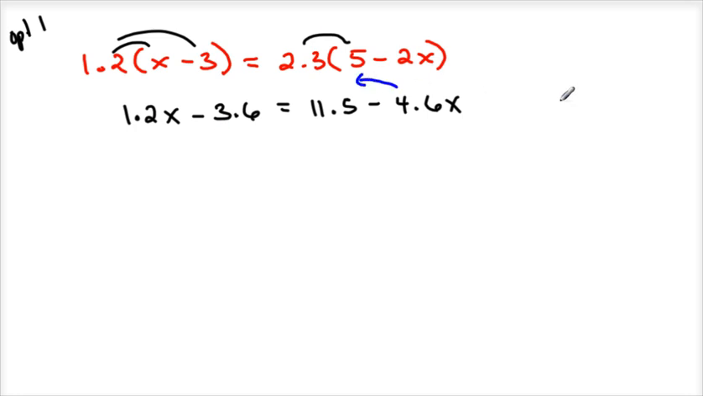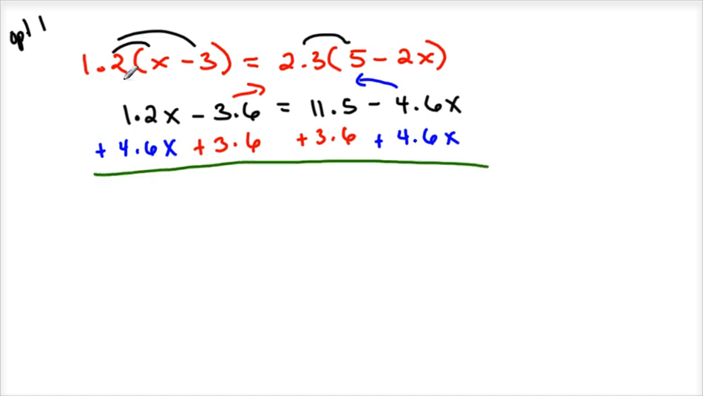Alright, and then we're going to combine like terms. I'm going to bring my negative 4 and 6/10 x over that way, and I'm going to bring my negative 3 and 6/10 over this way. So I'm going to add 4 and 6/10 x to both sides, and add 3 and 6/10 to both sides. Make sure we line up our decimals here. If we add these up, we get 5 and 8/10 x equals, that goes away, we get 11 and 1, carry the 1, 3, 4, 5, 15 and 1/10.